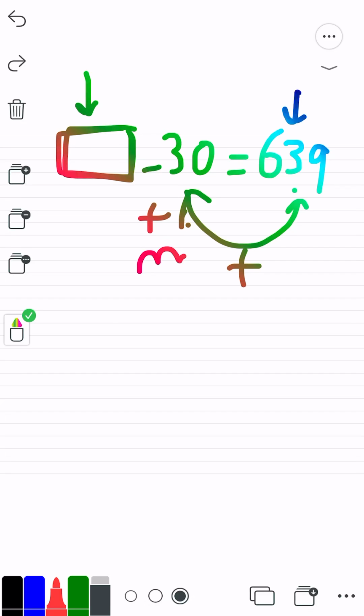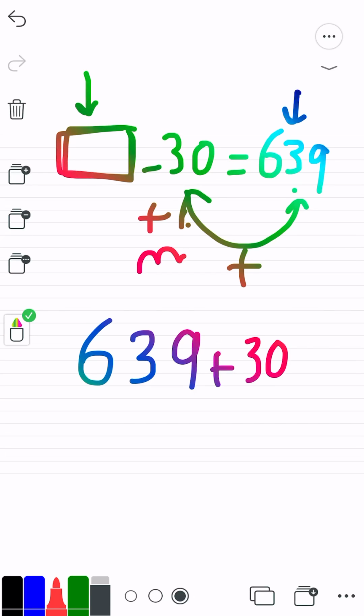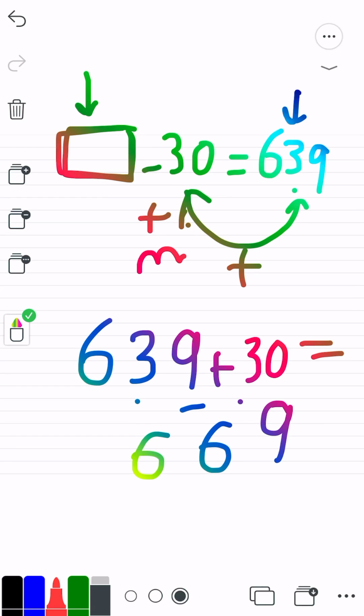Okay? So add 639 plus 30. Now 9 plus 0 equals 9. 3 plus 3 equals 6. And 6 plus nothing equals 6. Or we have 30 here, so add 3 to the 30 in 39.